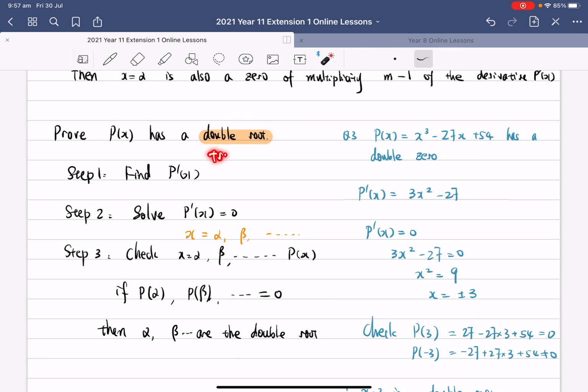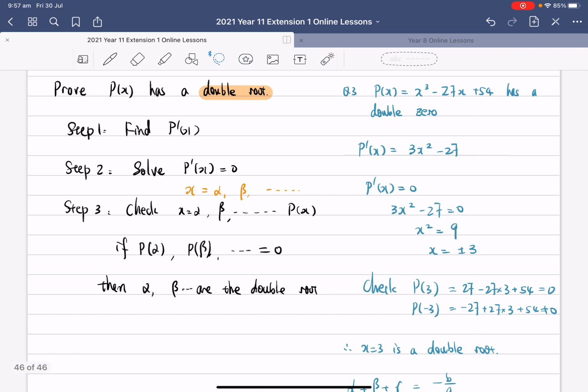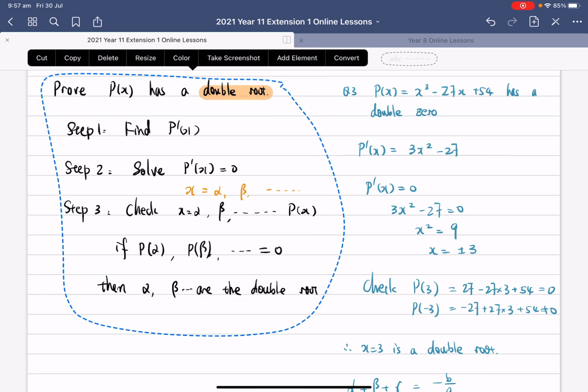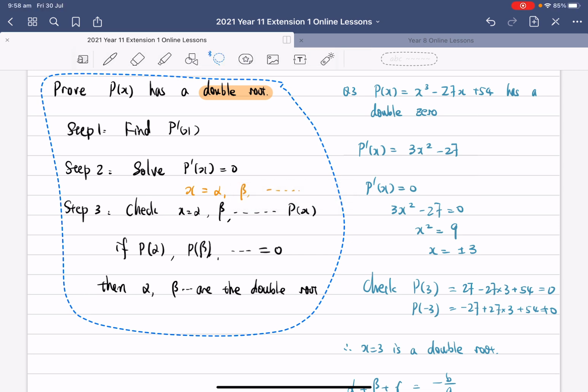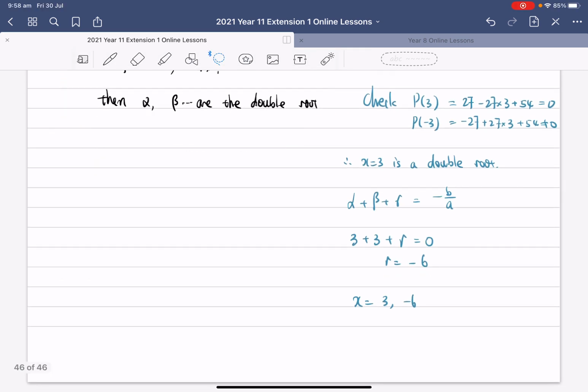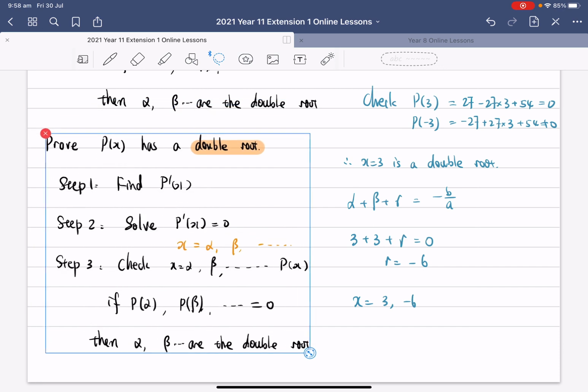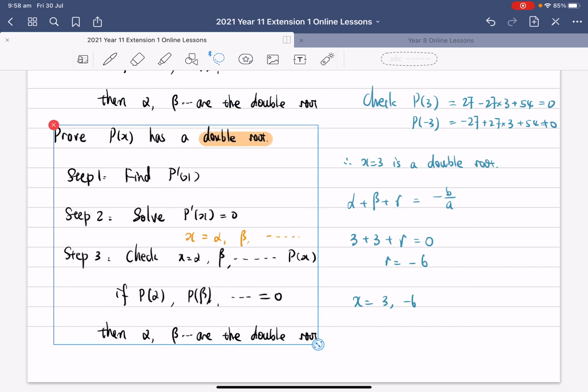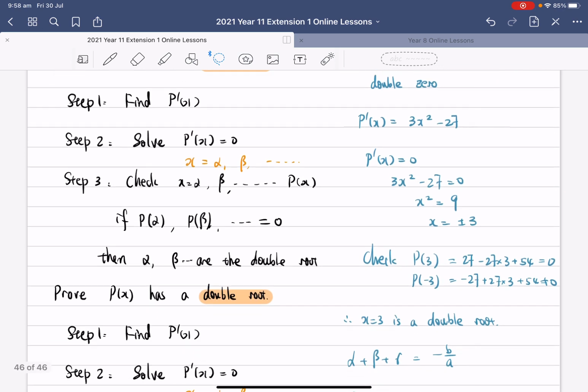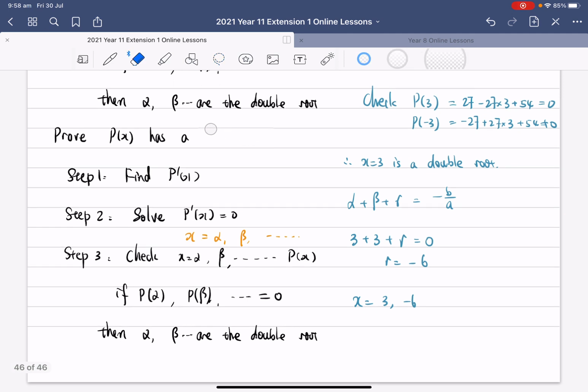How do we know if a function has a triple root or not? For a triple root, the same thing applies. I'm just going to copy this one down because it's very similar. For a triple root, or even higher multiples of roots, the way we do it is very similar to the double root question. The only difference is we just need to do one more differentiation.